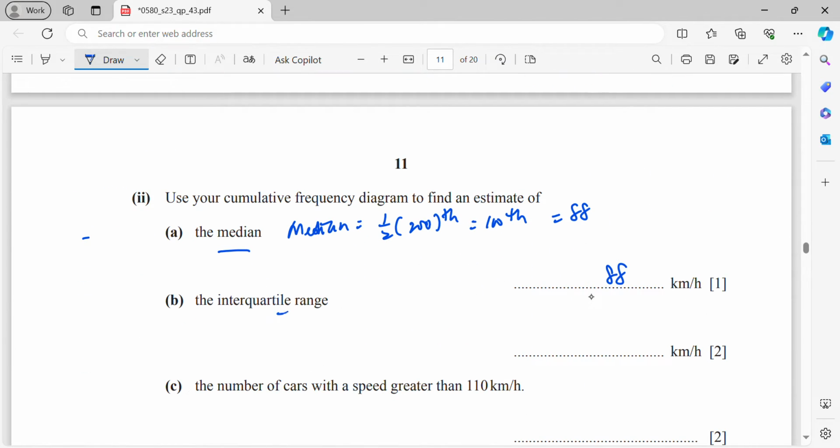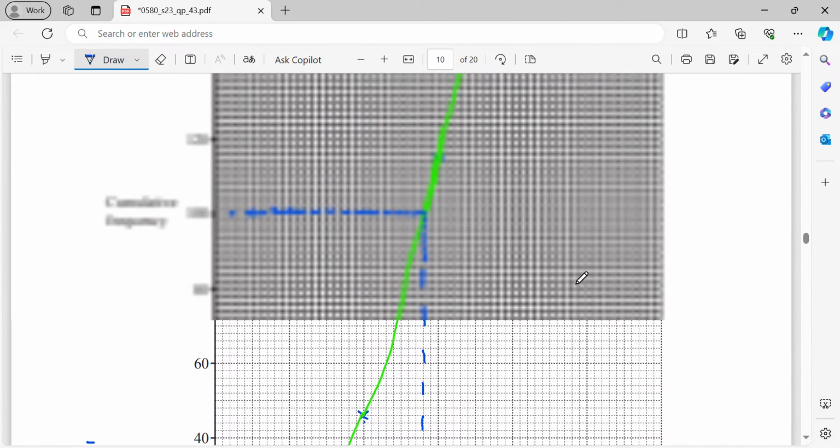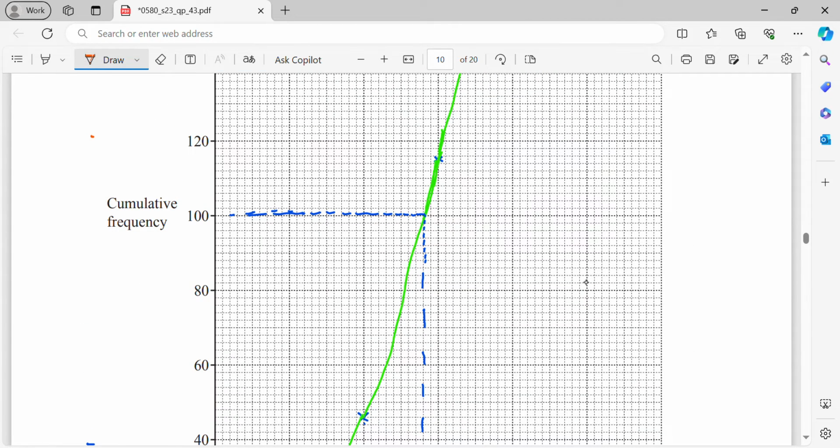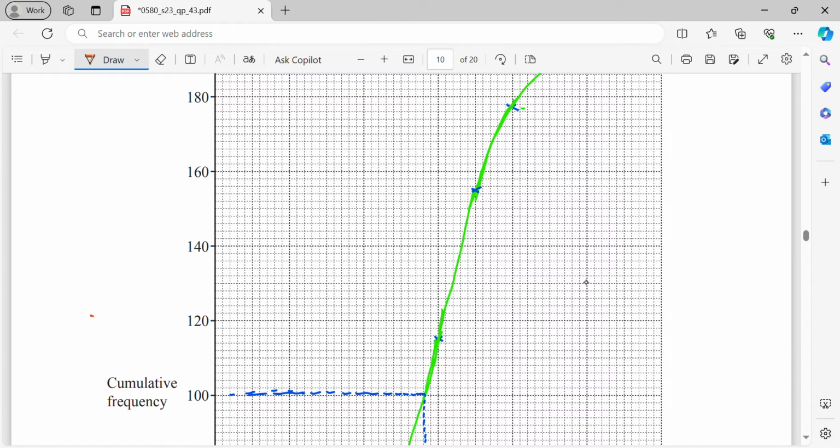Okay, now next the interquartile range. I need to get the Q1 and Q3. So the Q1 is 1 over 4 of 200, which is 50. And then Q3 is 3 over 4 of 200, which is 150. Right, now again refer to the graph, 50 and 150. So 150 is somewhere here. This is 150.